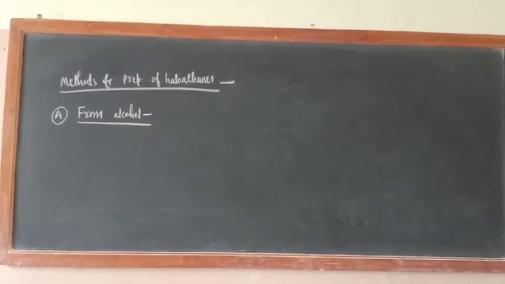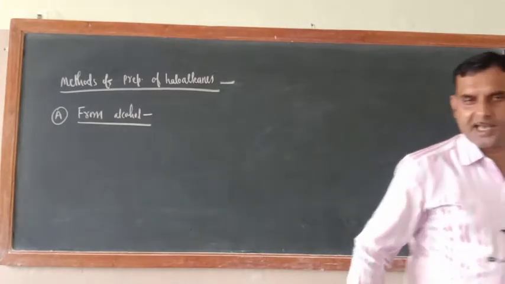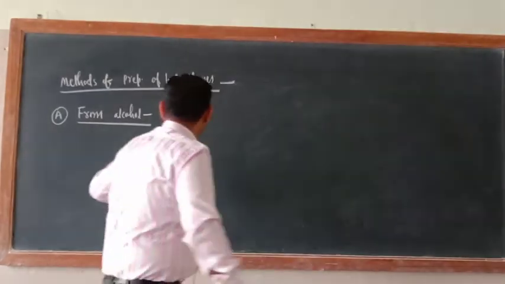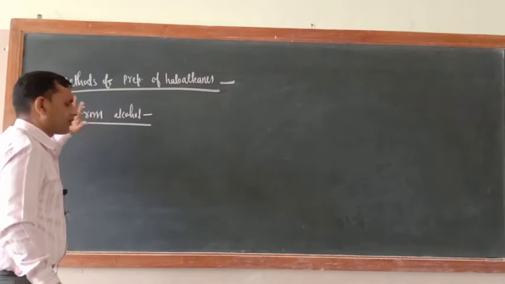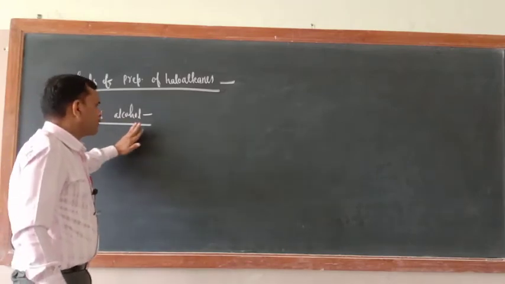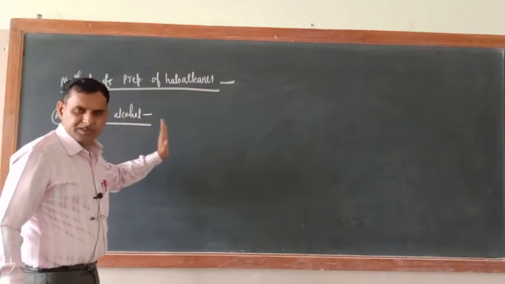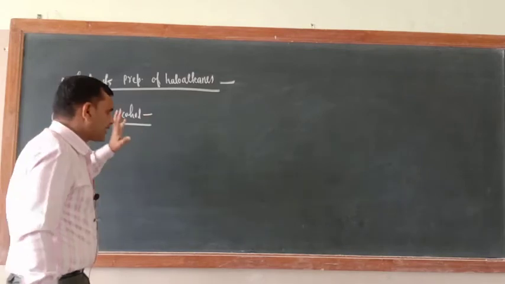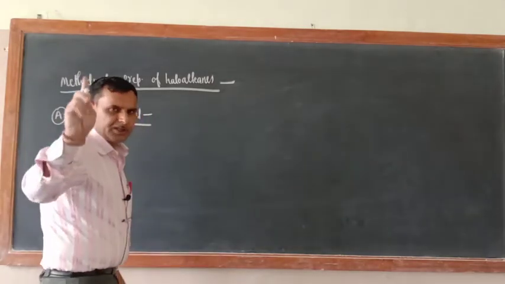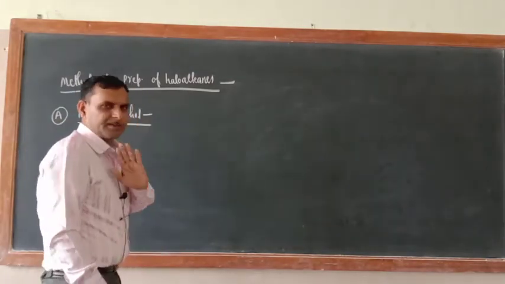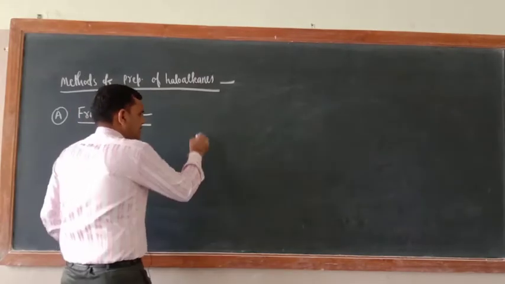So now we are in the methods of preparation of haloalkanes, not haloarenes, haloalkanes. The first method is from alcohol. You know alcohol has the functional group OH. First you understand what is 1 degree, 2 degree and 3 degree alcohol. Then we'll go for the method of preparation. Okay, so just see.